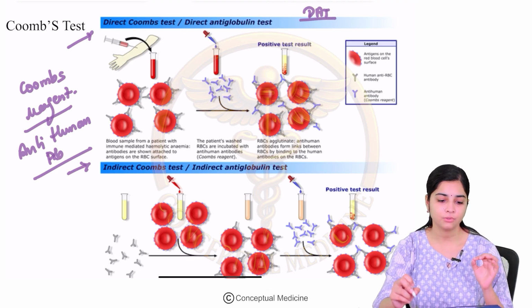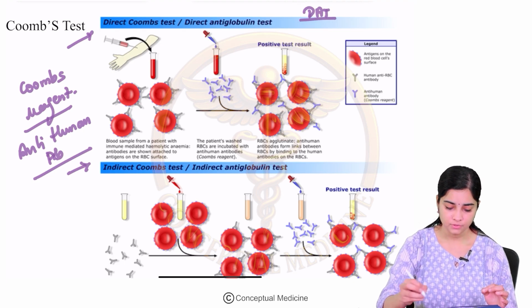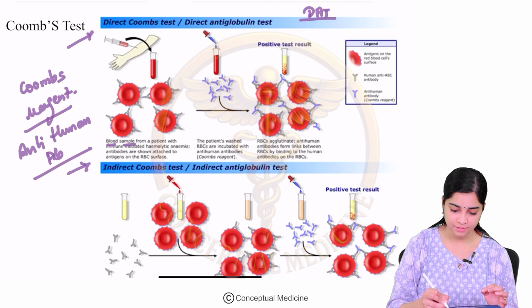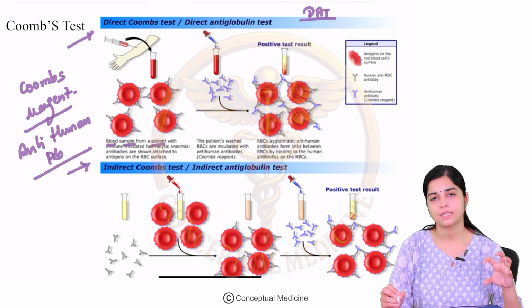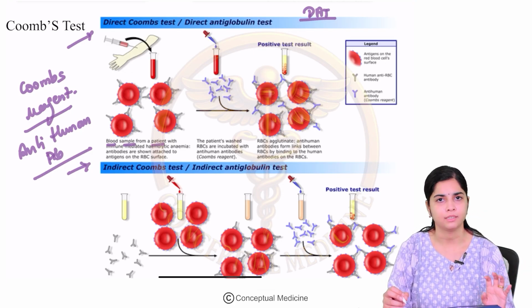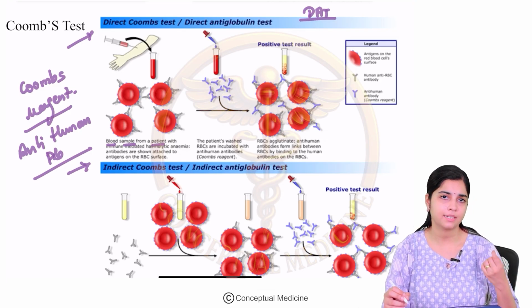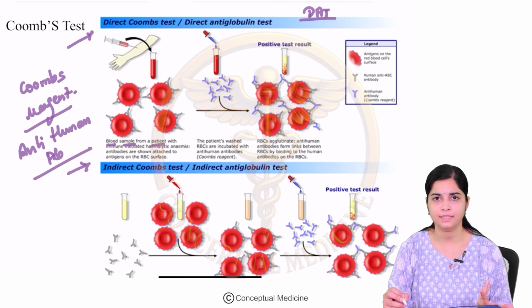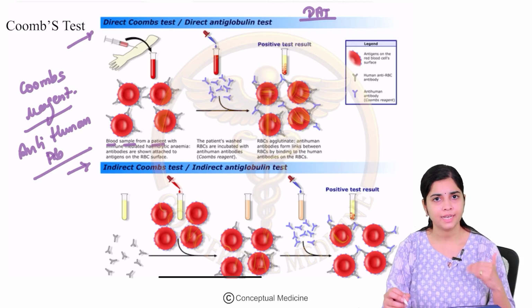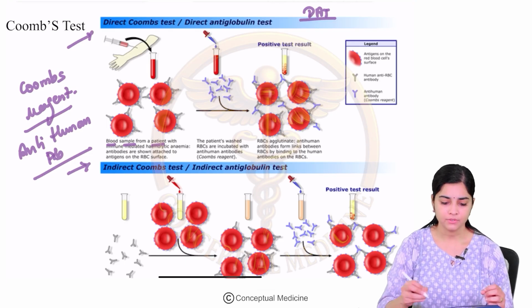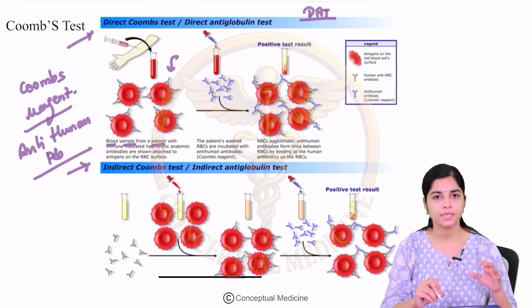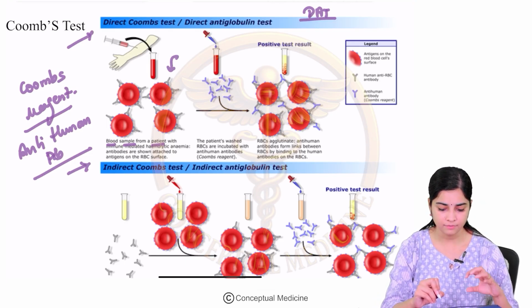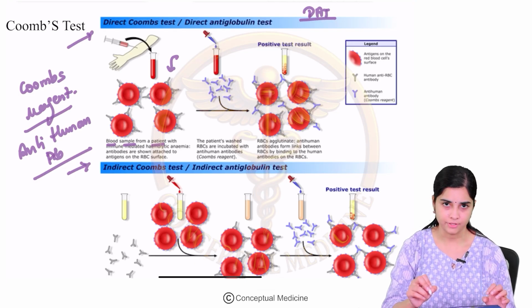So in the direct Coombs test, what do we do? We basically take the blood sample from the patient who is suspected to have an autoimmune hemolytic anemia, right? So if you take the blood sample from the patient, the RBCs that you find will already be coated with antibodies, correct? So they already have some autoimmune antibodies on them. This is what we are demonstrating here. There are RBCs which are already coated with antibodies on the surface.